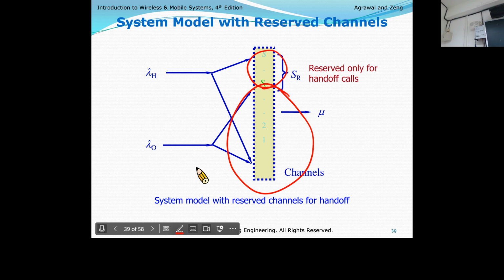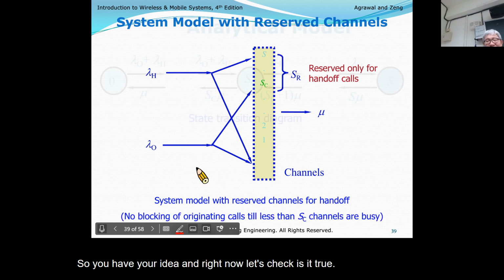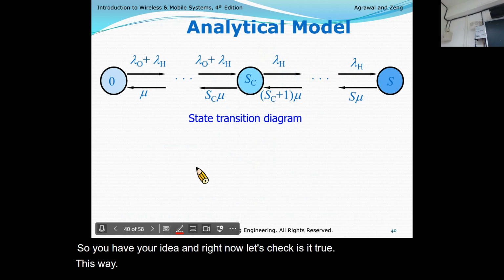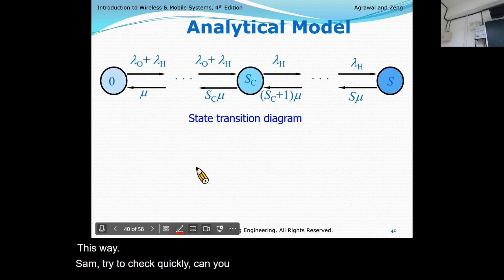So you have your idea, and right now I will check. Is it true? Same. Try to check quickly. Can you find the difference?